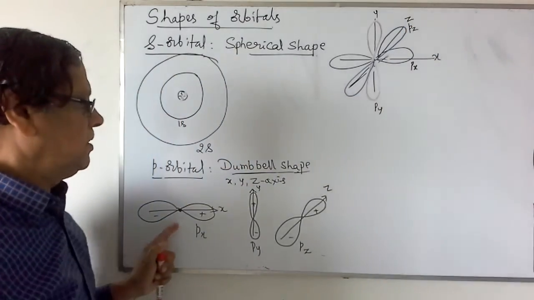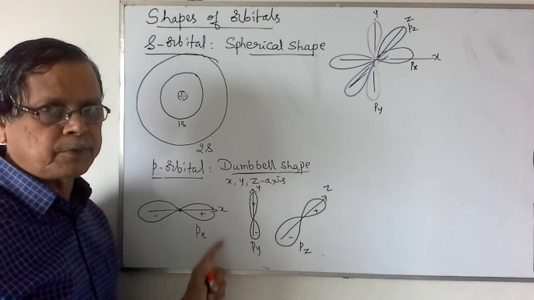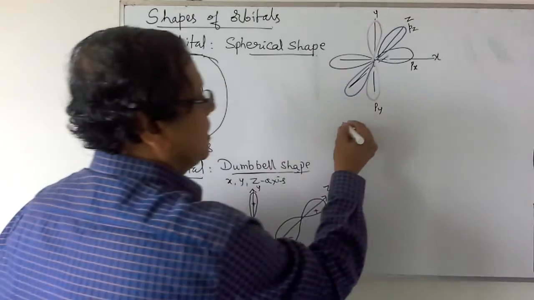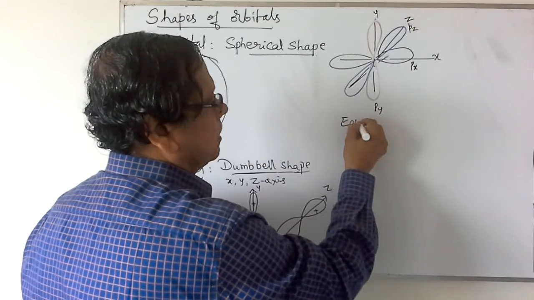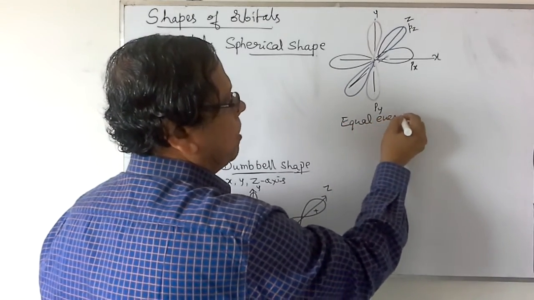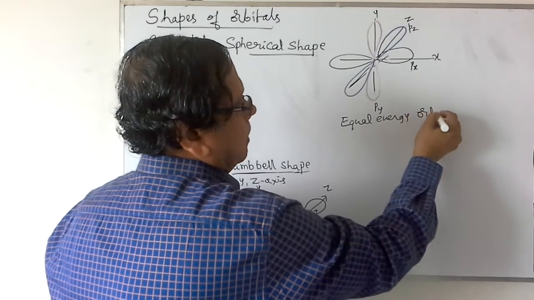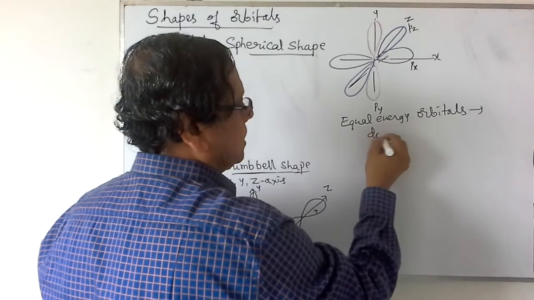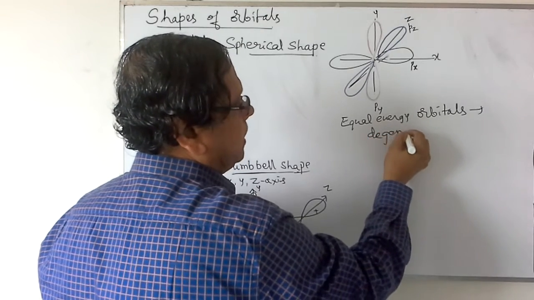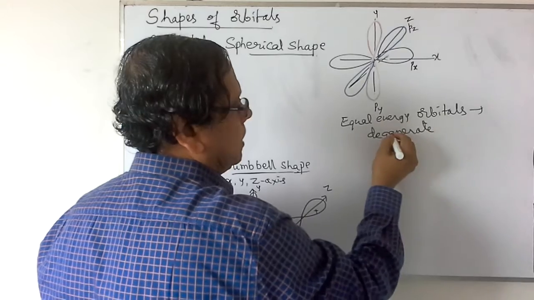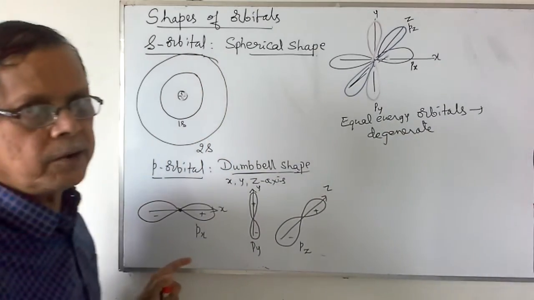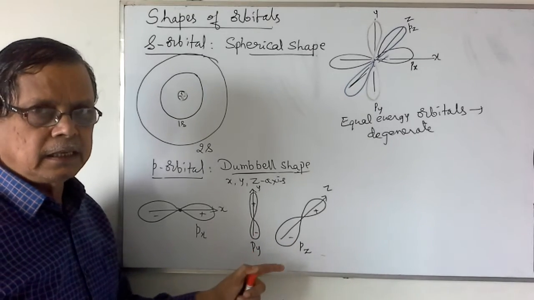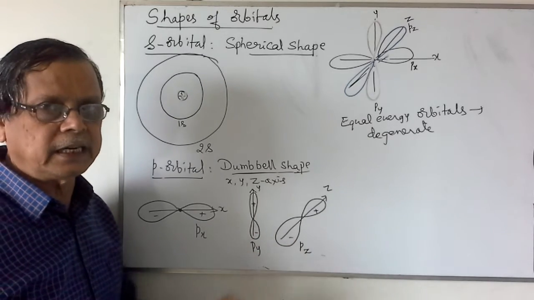But as far as the energy of these three orbitals are concerned, px, py, pz orbitals are concerned, they are all equal. And hence, such equal energy orbitals, they are named as the degenerate orbitals. Degenerate orbitals. When the energy of various orbitals are equal, then they are having the degeneracy, or such orbitals are named as the degenerate orbitals.